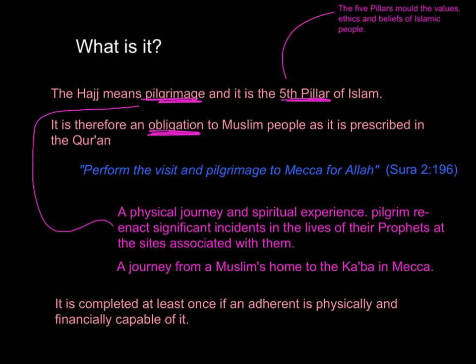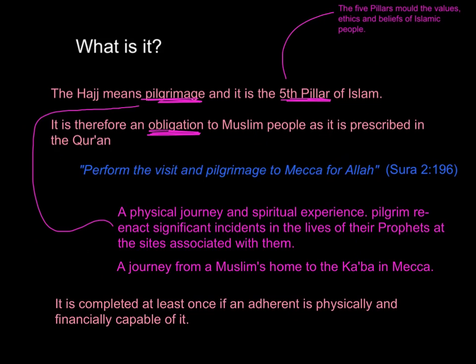The Hajj means pilgrimage, and it refers to travelling to the holy city of Mecca. The Hajj is the fifth pillar of Islam. It's important to remember here that the five pillars attempt to mould the values, ethics and beliefs of Islamic people. Essentially, it is a guide to behaviour.